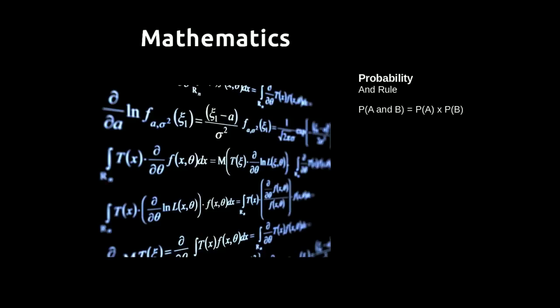In this video we're going to look at the probability and rule. That's when we're looking at the probability of something happening and something else happening. And we're going to use the standard rule. If we want the probability of A and B, we want the probability of A multiplied by the probability of B.